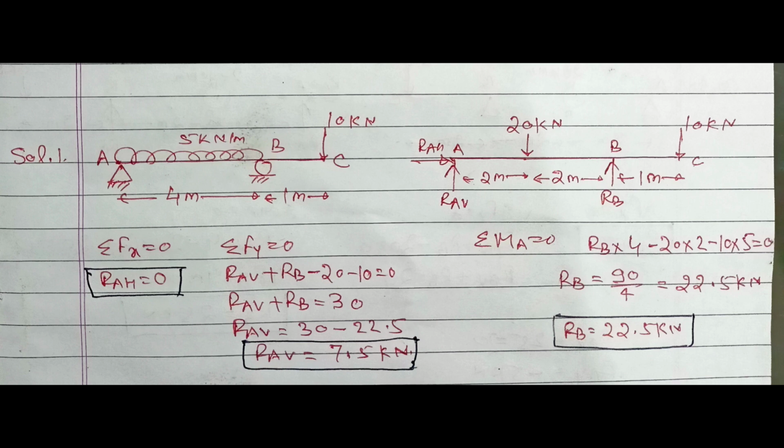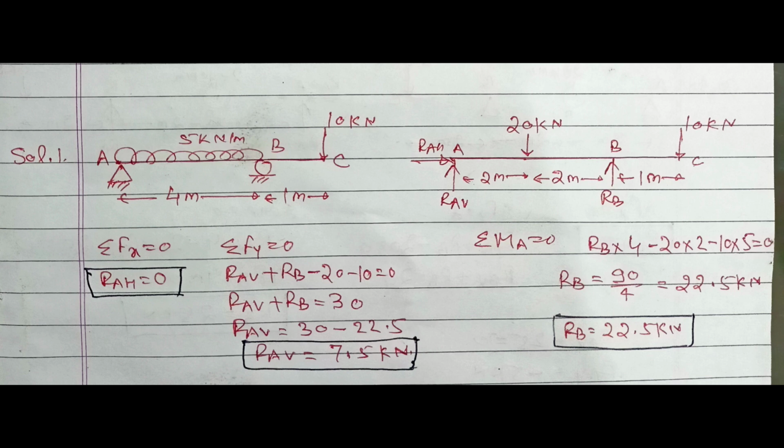Now our second step is to convert the UDL into point load. So we can see that a UDL of 5 kilonewton per meter intensity is acting over 4 meter. So the total load will be 5 into 4, that is 20 kilonewton, and it will act at half of 4, that is at 2 meter, 2 meter from point B and 2 meter from point A. Now once the free body diagram is drawn, we will apply the conditions of equilibrium one by one.